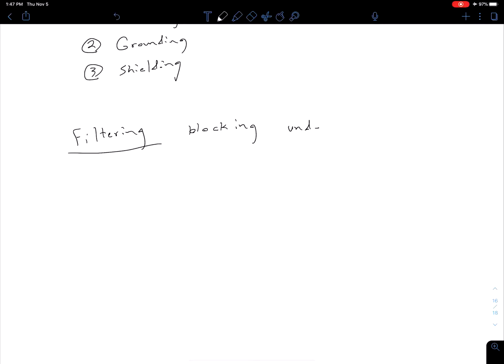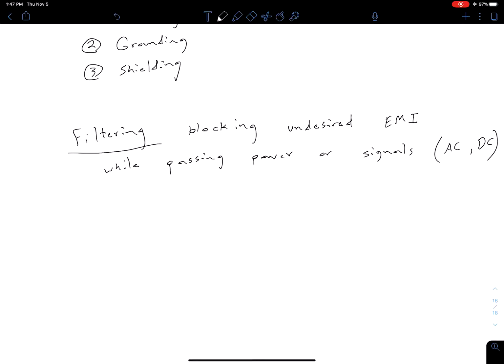So we're blocking our undesired signal, that's going to be our EMI, while passing our power or our signal, depending on our specific application. Our signals can be AC signals, or they could be DC signals. So again, this is the same idea we've seen before. Based on a certain frequency, some things get passed, some things don't. Now a subset of that is bypassing. Let me just write here that this is a subset of filtering.